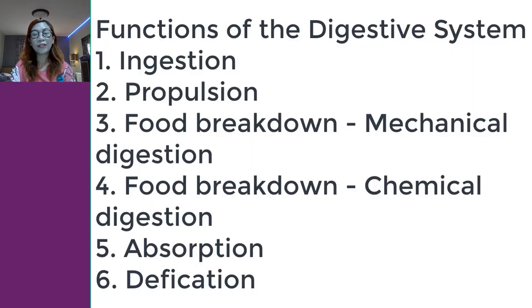So here are the functions of the digestive system. First, it is for ingestion. Food must be placed into the mouth before it can be acted on, and this is an active, voluntary process called ingestion. The second one is propulsion.